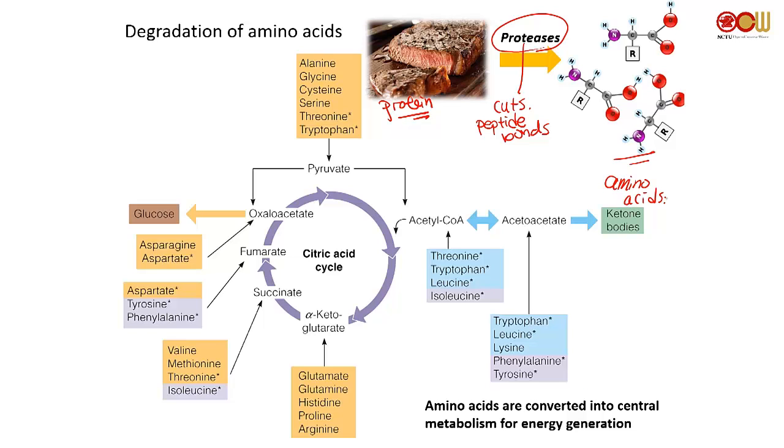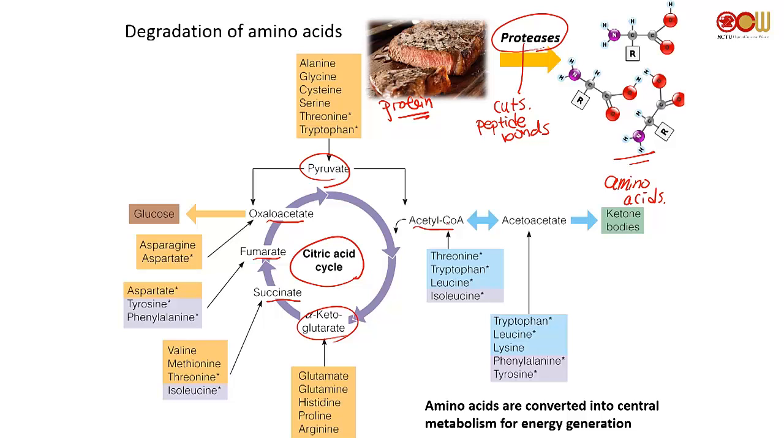So if you look, this is the TCA cycle, and there are some key intermediates, for example, oxaloacetate, fumarate, succinate, alpha-KG, and up on glycolysis, you have pyruvate. In between glycolysis and the TCA cycle, you have acetyl-CoA. Okay, so these are the central metabolites. Those are the metabolites that occur in all organisms.